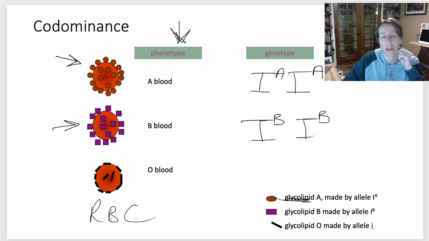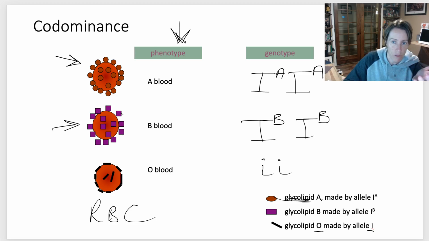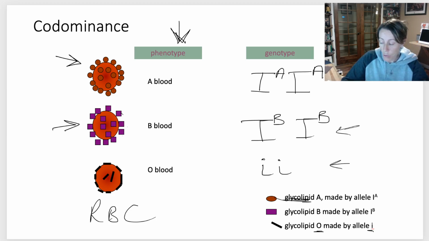And this person here is just making O decorations. And so the O decorations are made by this little i allele. So this person is... And the reason I gave everybody 2 alleles, like two here, 2 here, 2 here, is because humans are diploid, right? We have 2 of every gene, 2 of every chromosome, so therefore 2 of every gene. And so those would be the genotypes of these people.